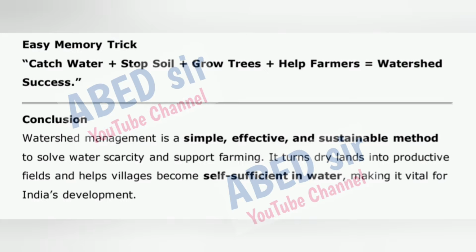Easy memory trick: catch water plus stop soil plus grow trees plus help farmers is equal to watershed success.